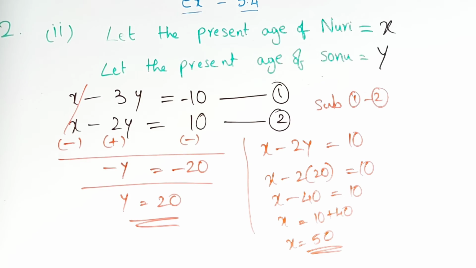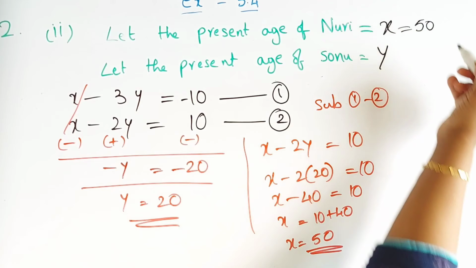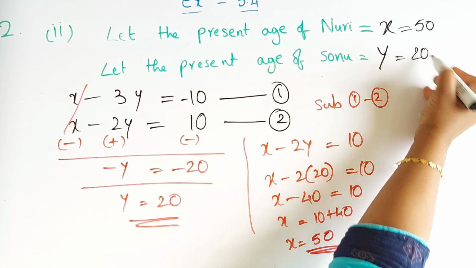So what is x? Present age of Noori. So he is 50 years. And what is y? Present age of Sonu. He is 20 years old.